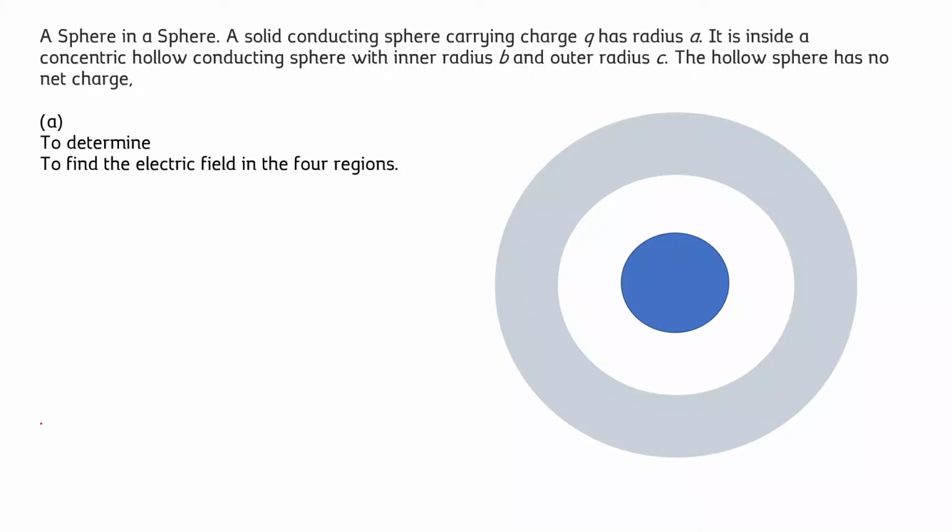Here we have a question. In this question, a sphere is given where an inner sphere, which is a solid conducting sphere, is carrying a charge q. So let's suppose it's carrying a charge q, so this charge q would be distributed evenly upon its surface.